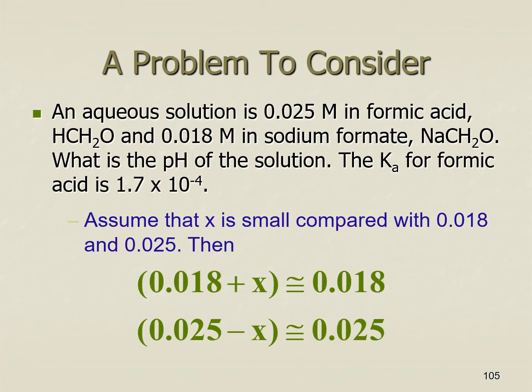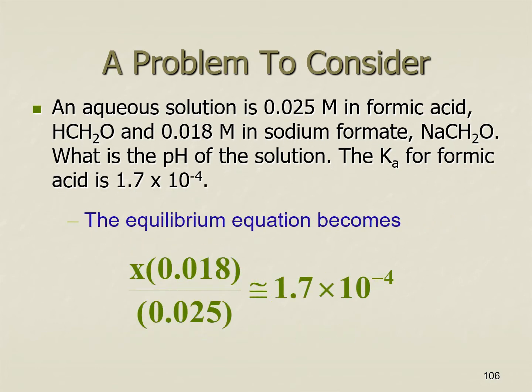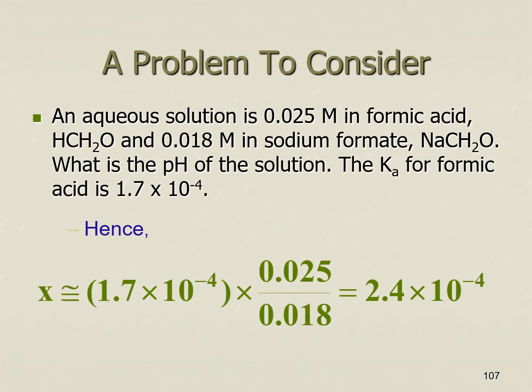Right, so that's what I was just saying. So x is very small compared to 0.018 and 0.025. So we're going to put those in our estimates. So now this equation simplifies quite a bit. So now all we have to do is take 1.7 times 10 to the minus fourth, multiply by 0.025, divide by 0.018, and we get x equals 2.4 times 10 to the minus fourth.